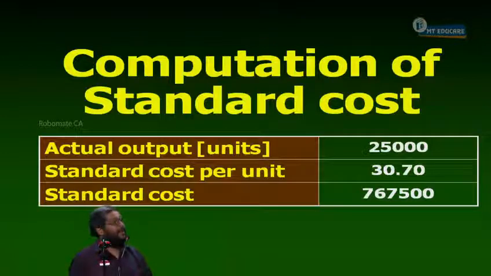What is the second column in material variance? AQ into AP. Labor variance, what is the second column? AH into AR. Variable overheads, AVO. Fixed overheads, AFO. The second column represents what? Actual cost. First column is standard cost. Second column is actual cost. Difference is cost variance. Yes or no?